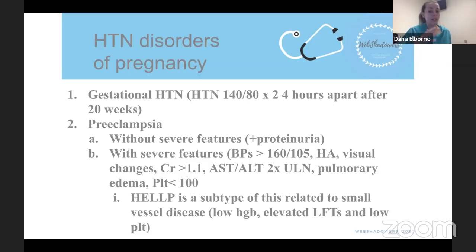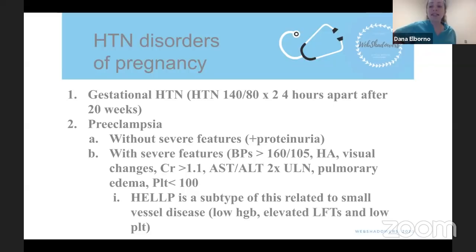Preeclampsia becomes more severe when there are severely elevated blood pressures, with systolic blood pressures greater than 160 or diastolics greater than 105. It is also more severe when there's a persistent headache that's not going away, visual changes, all the things that we just talked about, evidence of kidney damage with an elevated creatinine, evidence of liver damage with elevated liver function studies, or persistent right upper quadrant pain.